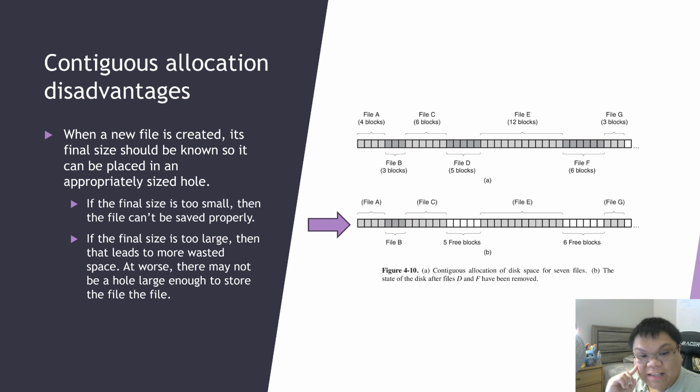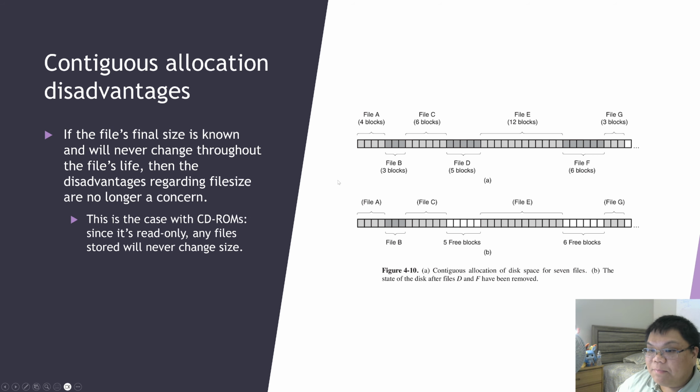You can imagine the same exact issues from memory allocation affecting files here. If we run out of space for that file to grow, then we can't save the file properly anymore. But if the file doesn't grow, then that's just more wasted space. There are situations where these file size concerns are a non-issue, and they mainly stem from media that is read-only.